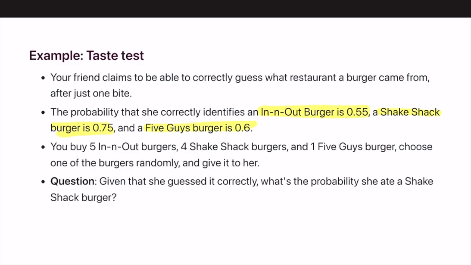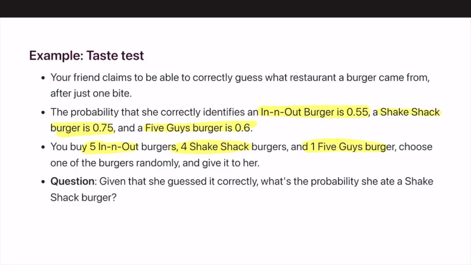We go out and buy 5 In-N-Out burgers, 4 Shake Shack burgers, and 1 Five Guys burger, because Five Guys burgers are a lot more expensive. So that makes sense. You choose one of the burgers randomly, and you give it to her. And the question is, given that she guessed it correctly, what is the probability she ate a Shake Shack burger?